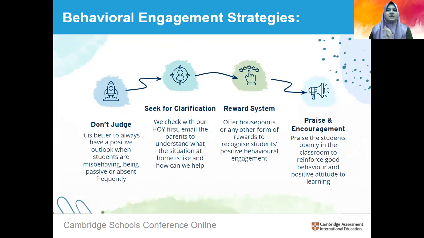Praise and encouragement, it doesn't cost you a thing, but when we do this more frequently, praise the students openly in the classroom to reinforce good behavior and positive attitude to learning. So you don't praise them by just saying, hey, you did good today, but also provide why you said so, so the other students can understand, okay, student A is being praised by Miss City because he did the workings in an organized manner. He didn't skip the workings. He rounded things correctly to 3 significant figures. That's the standard. That's the expectation.